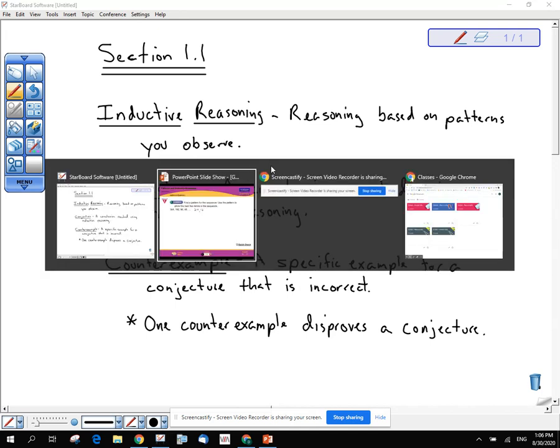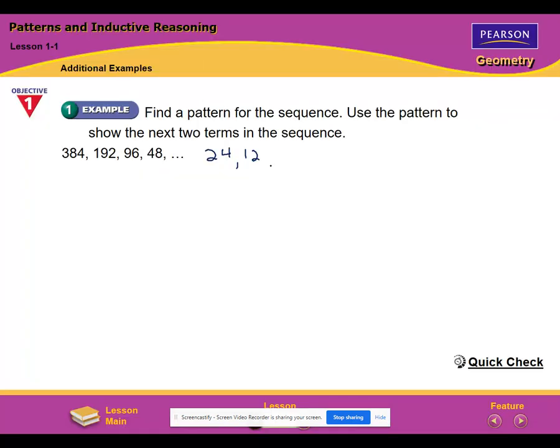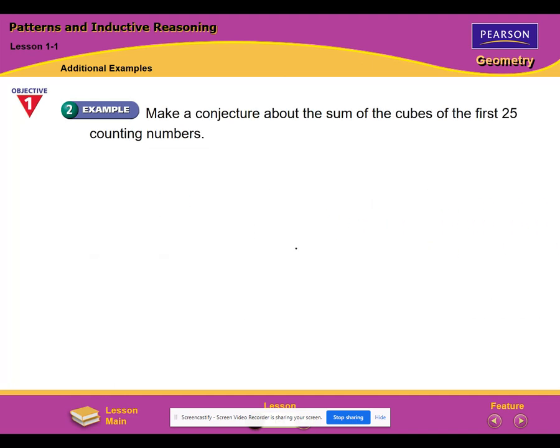So let's again take a look at an example. That first one here, this was pretty easy. This one might stretch your brain just a little bit more. It says, make a conjecture about the sum of the cubes of the first 25 counting numbers. Okay, now let me make sure you understand what they're asking. Cube means to the 3rd power, right?